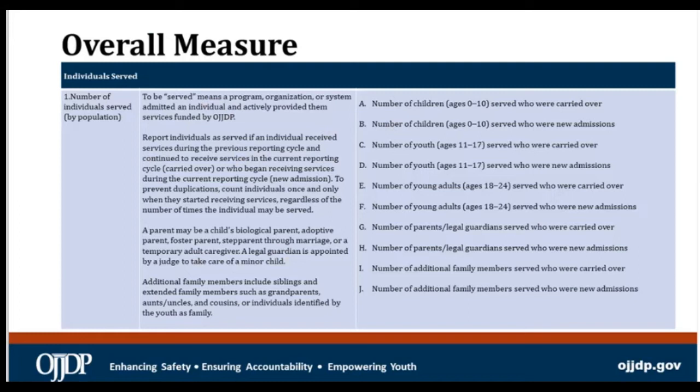To report on this overall measure, you will report on the number of individuals served by population. This performance measure captures the total number of individuals served, and it's broken down by the number of children, youth, young adults, parents or legal guardians, and additional family members. Since OJJDP funding is targeted to serve children and youth, the various categories of individuals served help OJJDP isolate the true number of children or youth served. This measure also captures the number of individuals who were carried over and the number who were new admissions during the reporting cycle. This is done to avoid duplication.